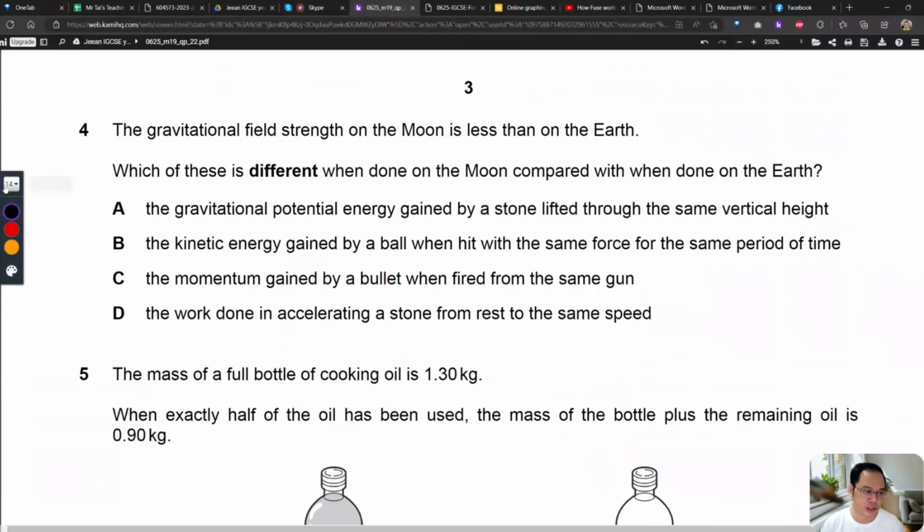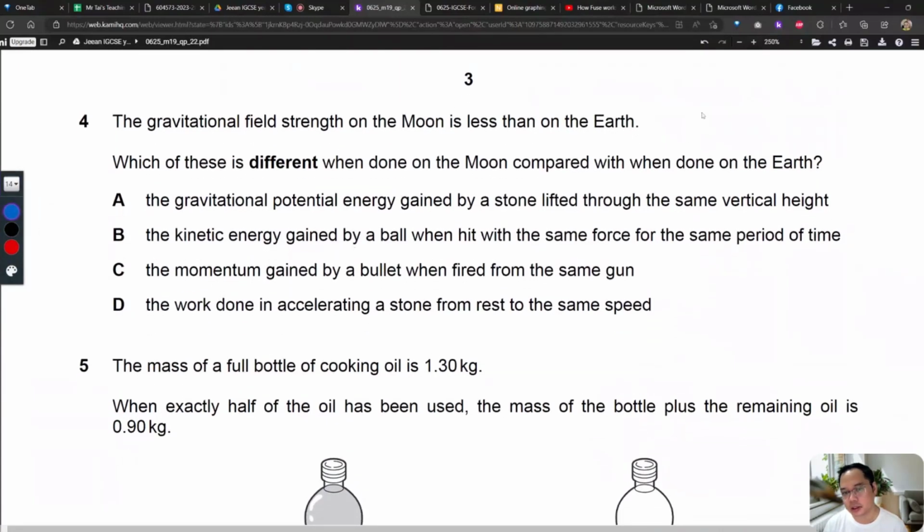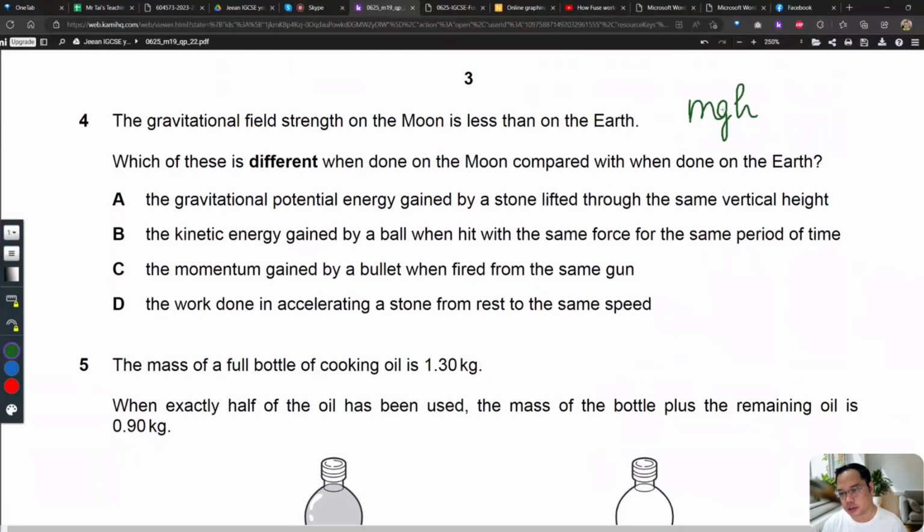What is the equation for the gravitational potential energy? M G... mgh, yes. So it depends on this g, which means g is the gravitational field strength. On the moon, the gravitational field strength is about 1/6 of that on the Earth. Therefore, the potential energy on the moon will be much lower than the potential energy on the Earth. The kinetic energy gained by a ball when hit by the same force for the same period of time, is it different on the moon?